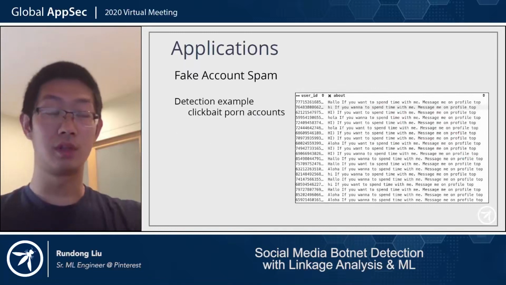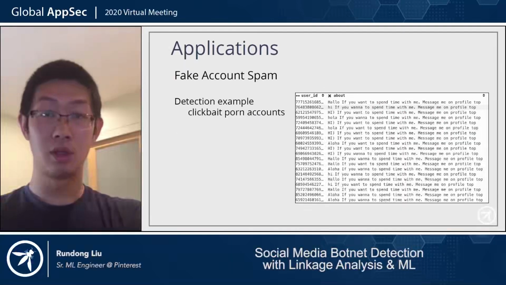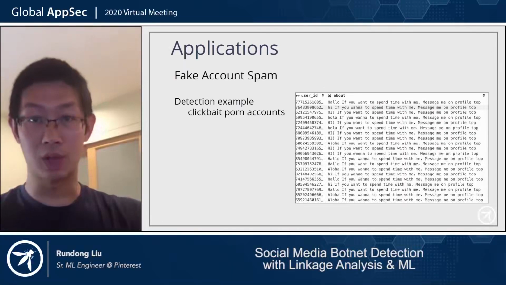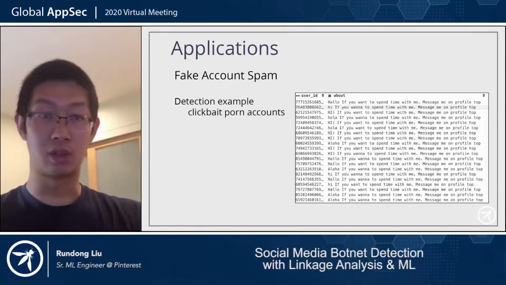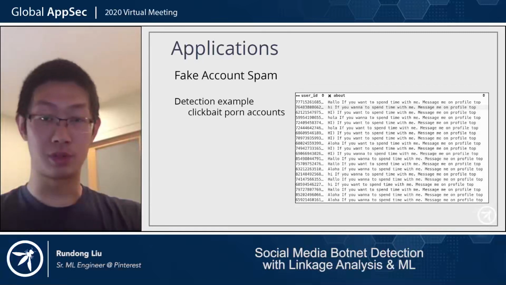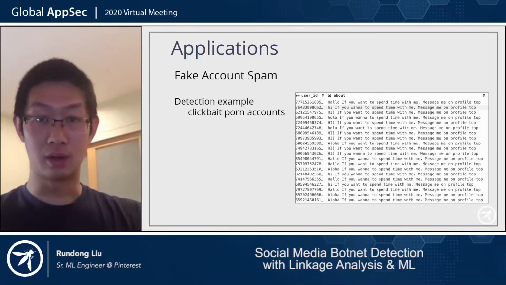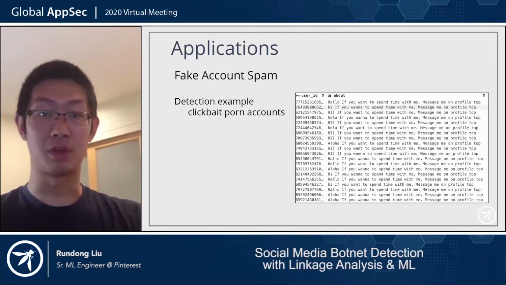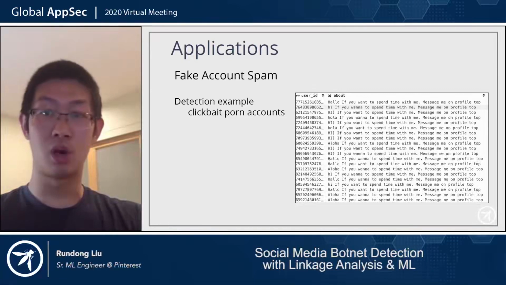So here is a detection example of this machine learning model. What I have shown here is a cluster of porn-related accounts. As you can see, they have very similar profile descriptions. We have also observed that spammers are intentionally mutating their text descriptions to avoid rule-based detection.